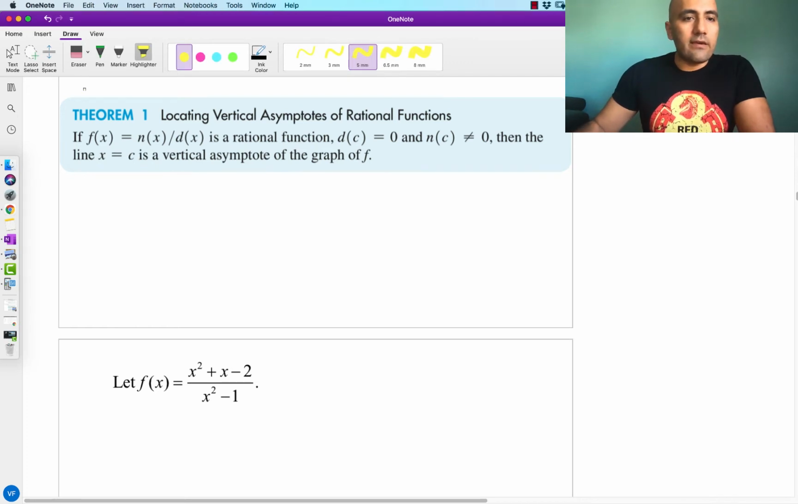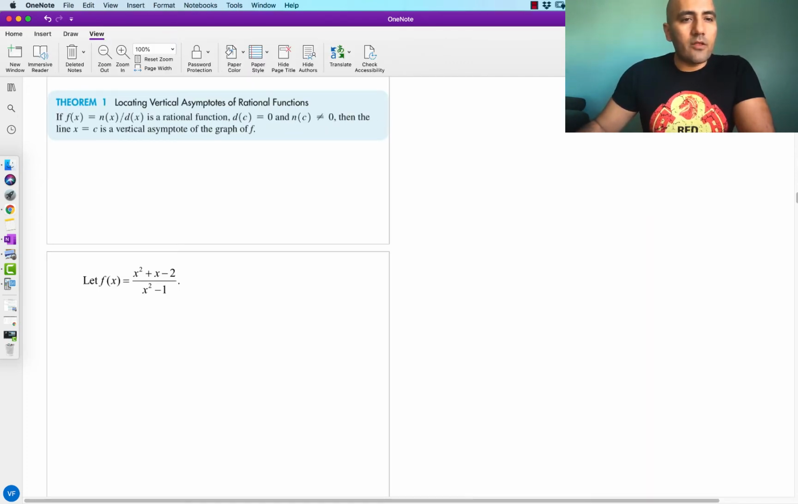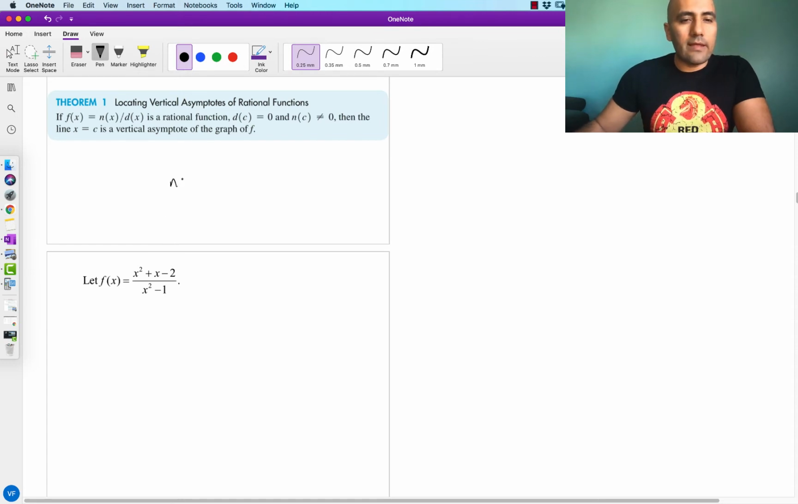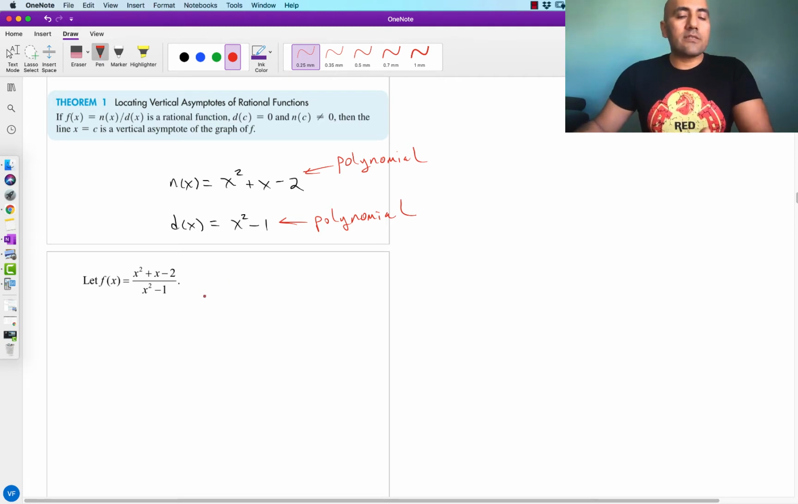Okay, so if we have some polynomial function, say this one here. So here, for example, this is representing n of x. We could think of that as x squared plus x minus 2. And d of x, that's another polynomial function in x, so maybe it's x squared minus 1. This is a polynomial, this is a polynomial, right? Together, if we divide them, we have a rational function. Okay, so where is there a vertical asymptote?